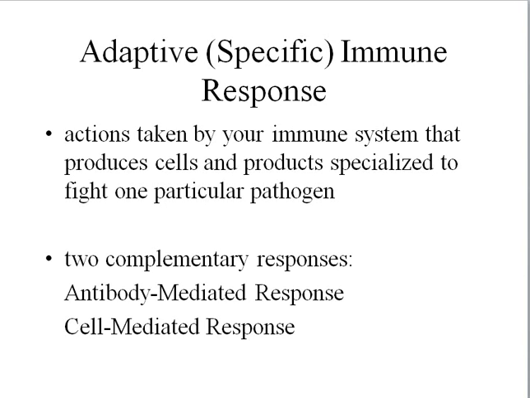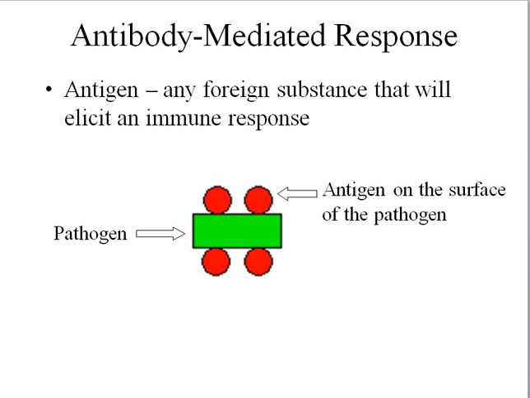In this second screencast for Chapter 13, we will cover the specific, or also called the adaptive immune response. The specific immune response protects your body from pathogens by producing cells and products designed to fight one specific pathogen. There are two complementary components to the specific immune response. These are the antibody-mediated and the cell-mediated responses.